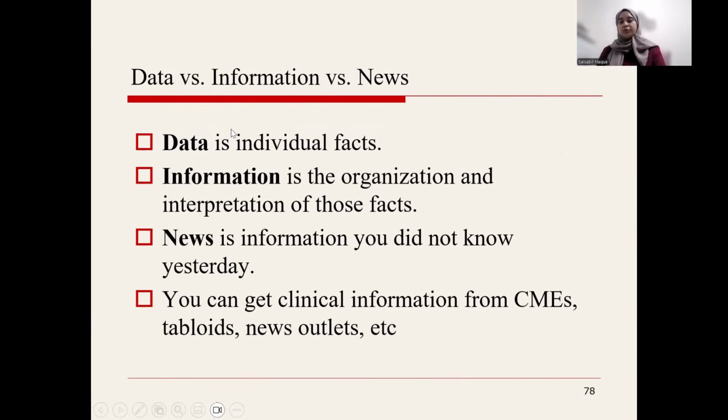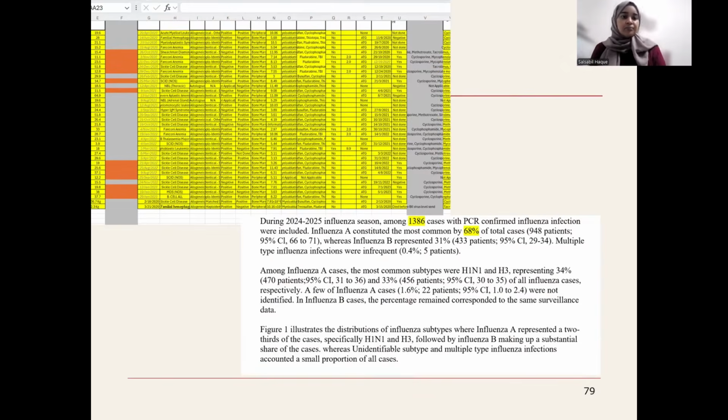Okay, data versus information versus news. So data is individual facts, information is organization and interpretation of those facts, and news is information you didn't know before. Okay, so for example, the yellow spreadsheet thing that you're seeing, this is a collection that we had to do for one of the research projects. And this is very messy. It's in the form of spreadsheet. You don't really know how to make sense of this. So this is data. It's something that is raw, just info, raw, but not information.